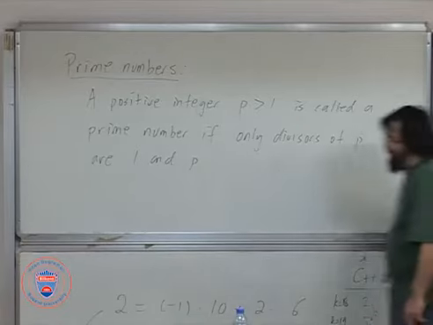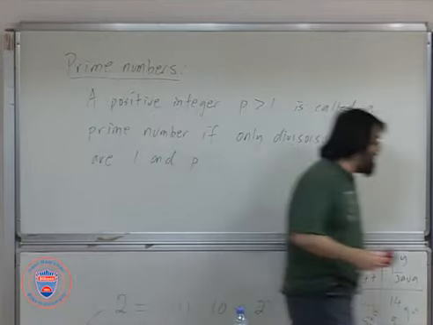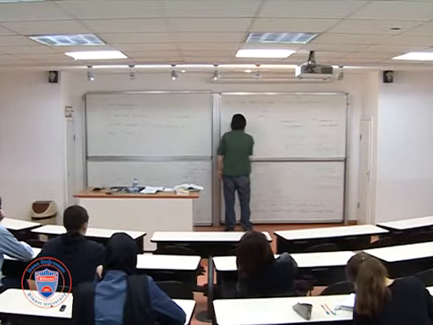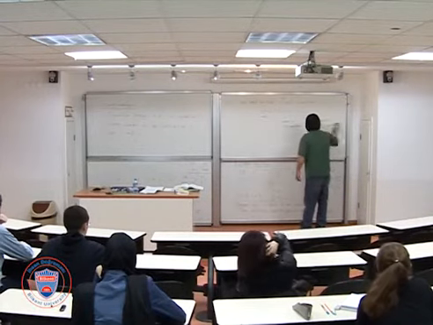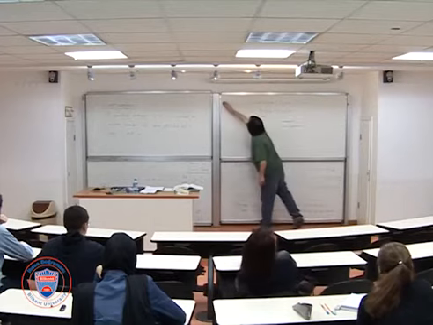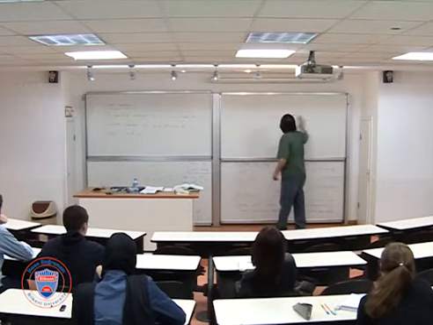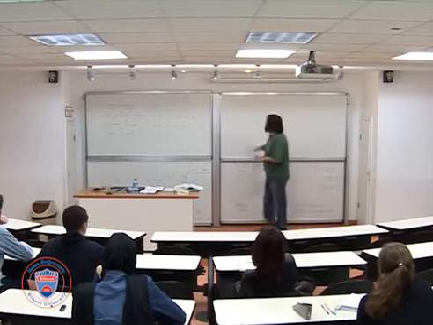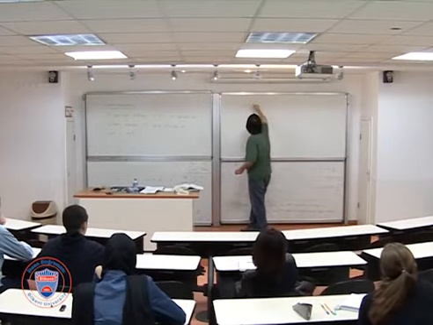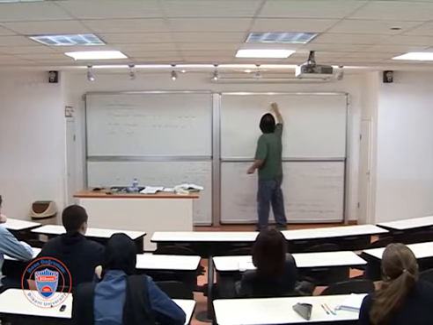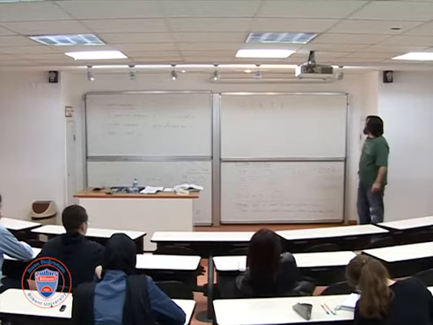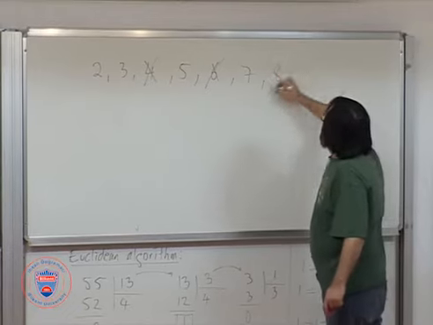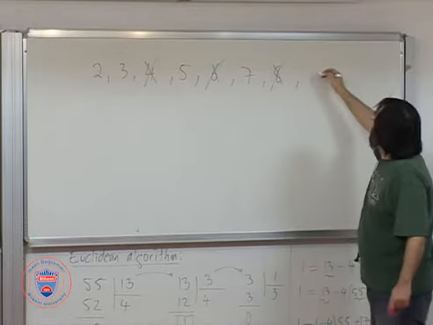So what's the smallest prime number? Can you tell me? 2. What's the next one? 3. Next one? 5. Next one? So we get 2, 3, 4 is not, 5, 6 is not, 7. 6 is not because it's divided by 3 and 2, right? So you can start listing numbers and then crossing out the ones which are not.